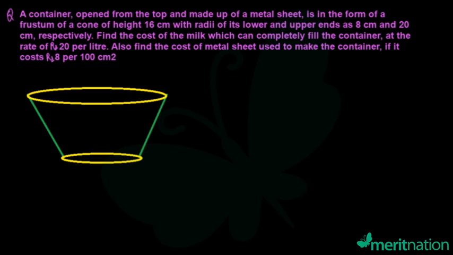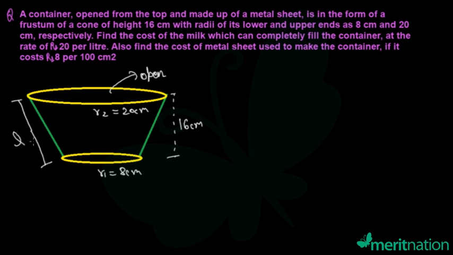So let's say this is our container over here. The container is open from the top. Its dimensions are given to us. Height that's equal to 16 centimeters. The radius of its lower base R1 that's equal to 8 centimeters. The radius of its upper circular base R2 that's equal to 20 centimeters. First of all, let's say the slant height is equal to L. I'm going to calculate the value of L.